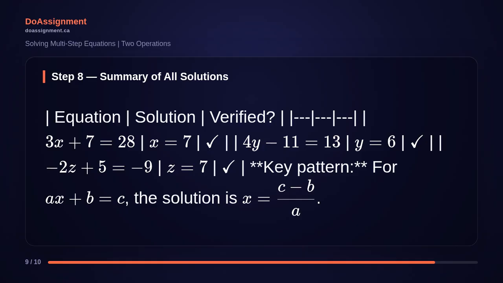Here is a summary. For 3x plus 7 equals 28, x equals 7. For 4y minus 11 equals 13, y equals 6. For negative 2z plus 5 equals negative 9, z equals 7. All three solutions check out. The general pattern is subtract the constant from both sides, then divide by the coefficient.